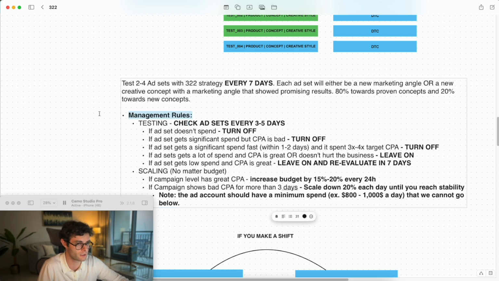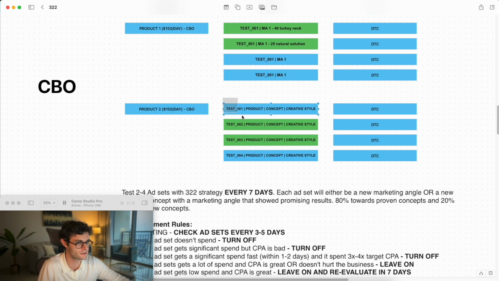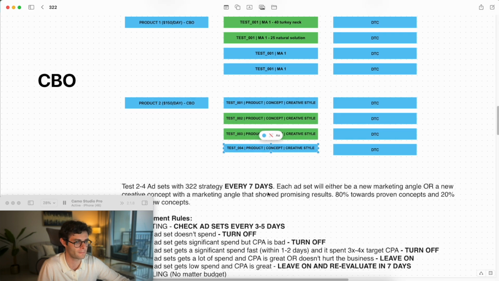This is really, really important. Okay, for testing, check ads every 3 to 5 days. Okay, every 3 to 5 days, check your ads. First of all, if the ad set doesn't spend, turn it off. Because if the ad spend, let's just say we have these ad sets. Don't look at the colors here. Just look at the concept over here. Let's say we have these 4 ad sets, and this one just doesn't spend, just spending very, very little. After 3 days or 4 days or 5 days, if it doesn't spend, turn it off.